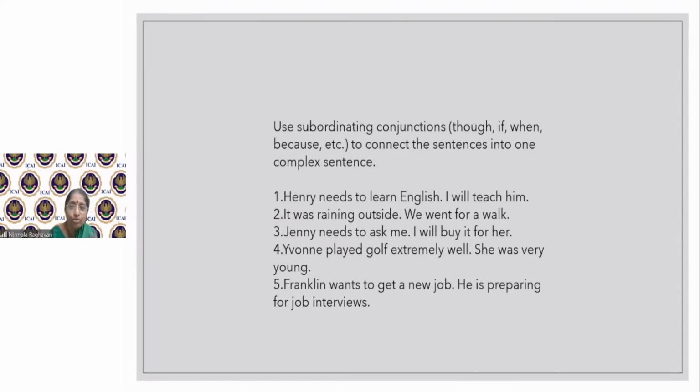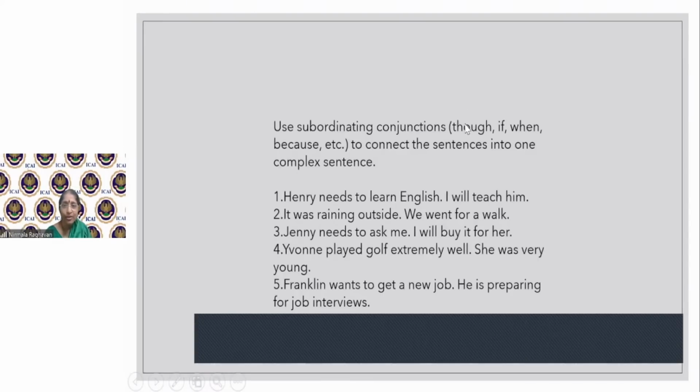Now look at this. Use subordinating conjunctions. So what are the subordinating conjunctions? Like, though, if, when, because, who. Okay. Now, for example, Henry needs to learn English, so I will teach him. To connect, no. Because Henry needs to learn English, I will teach him. It was raining outside, therefore use to connect the sentences into one complex sentence.